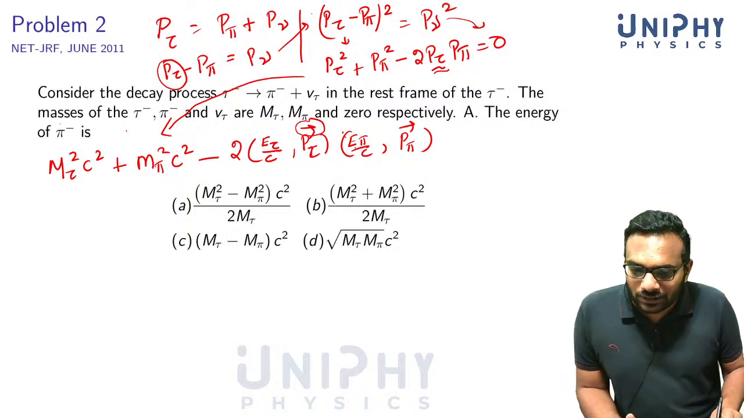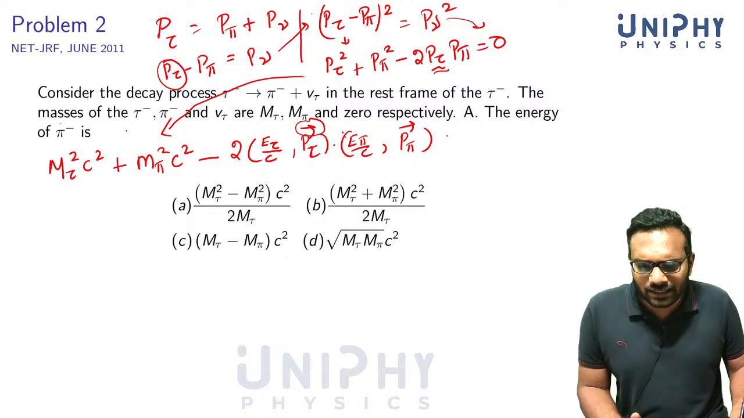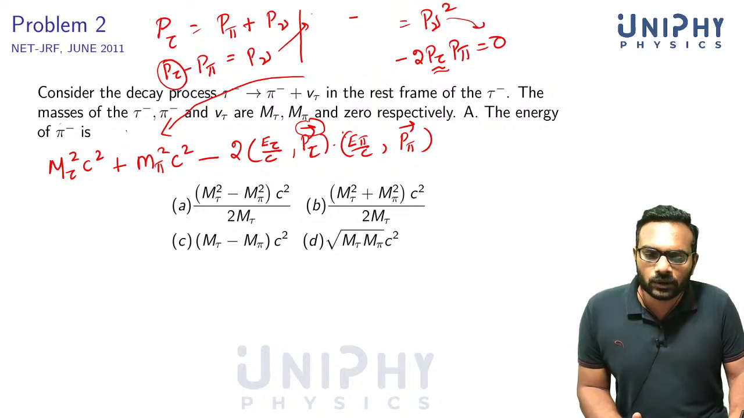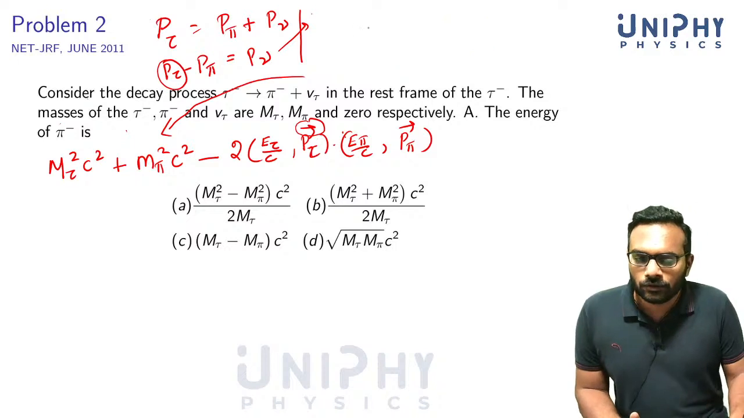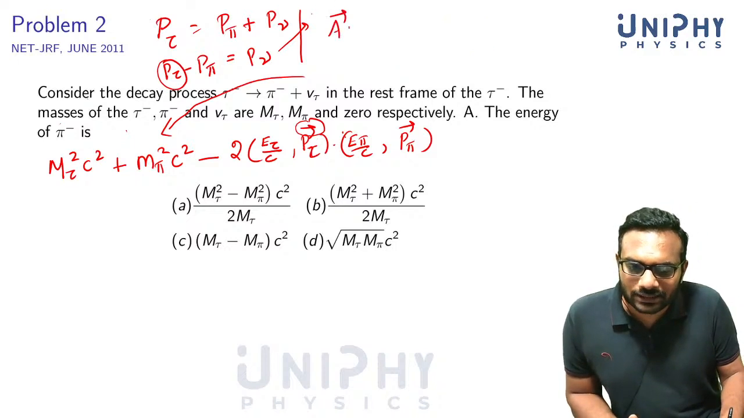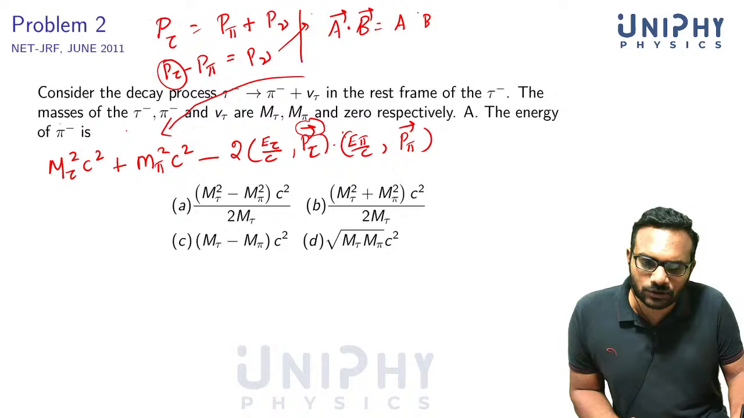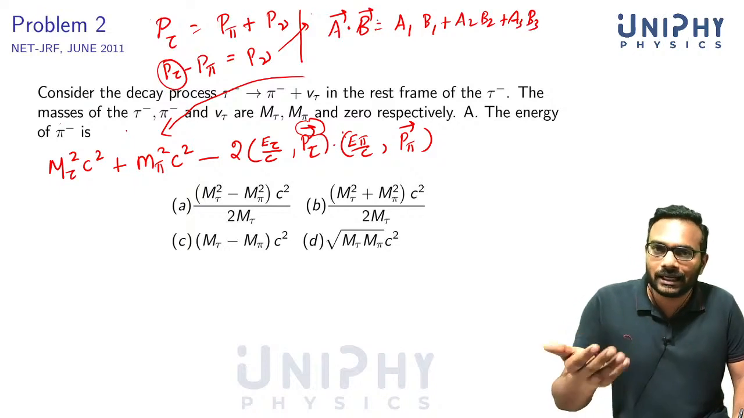Now this is actually a scalar product between these 2 vectors. How do we usually take a scalar product? We know that for a 3 vector, the scalar product is given like this: a vector dot b vector is equal to ax bx, or in terms of 1, 2, 3, a1 b1 plus a2 b2 plus a3 b3. These are scalar products of 3 vectors.